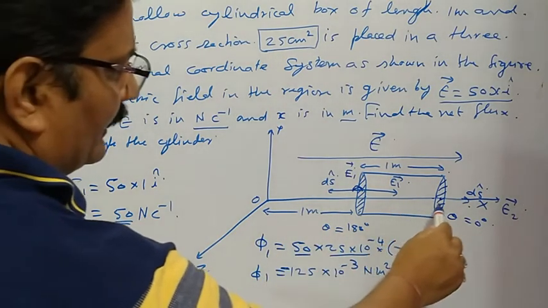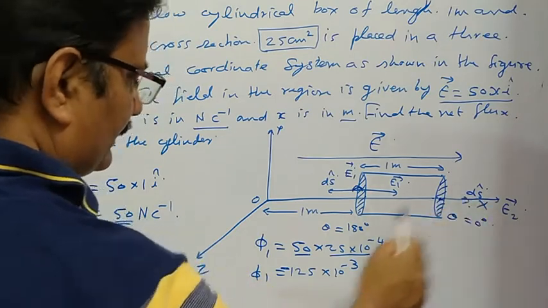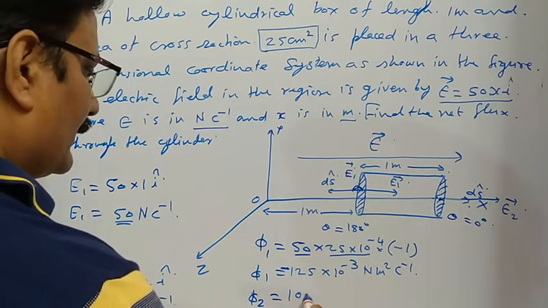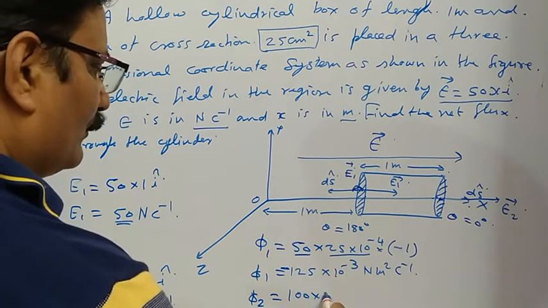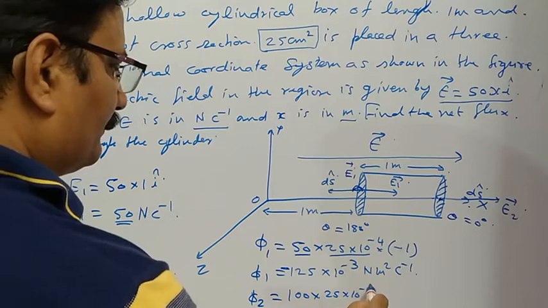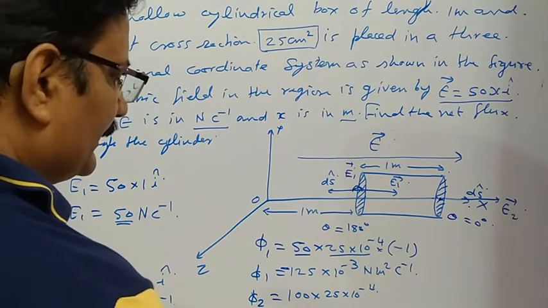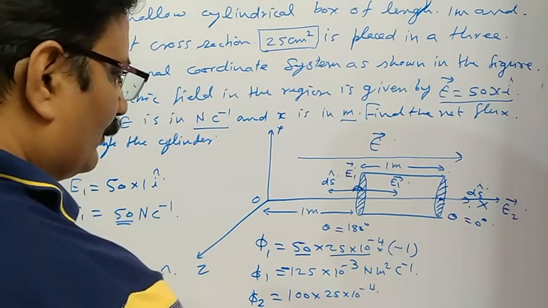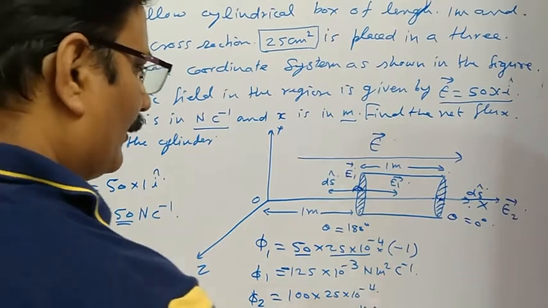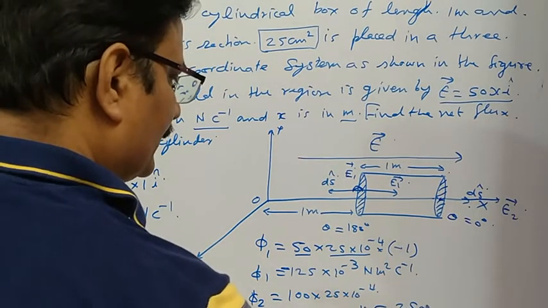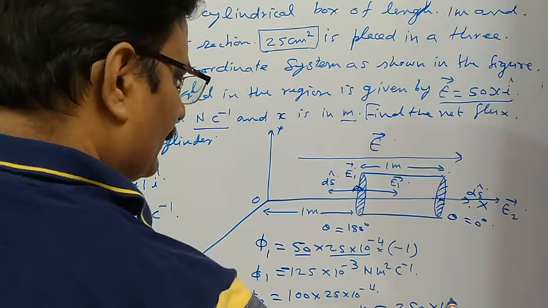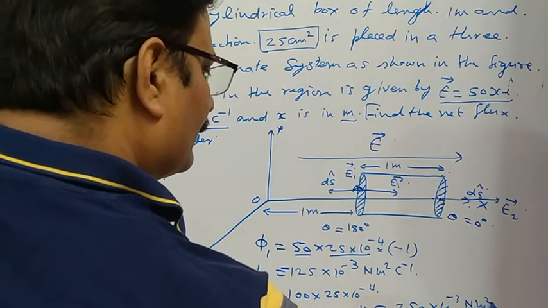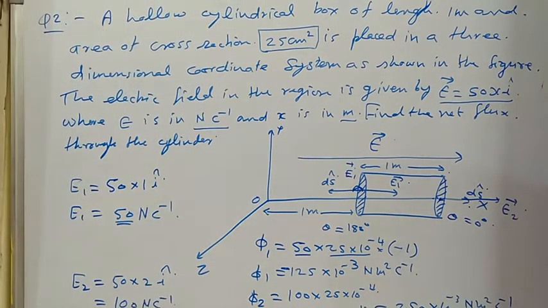Similarly, the electric flux moving out from the second surface of the cylinder can be calculated. Phi2 equals 100 into 25 into 10 to power minus 4, coming out to be 2500 into 10 to power minus 4, or it is equal to 250 into 10 to power minus 3 Newton meter square Coulomb inverse.